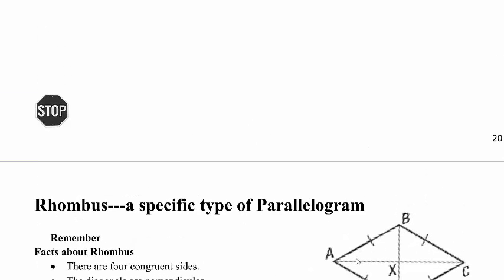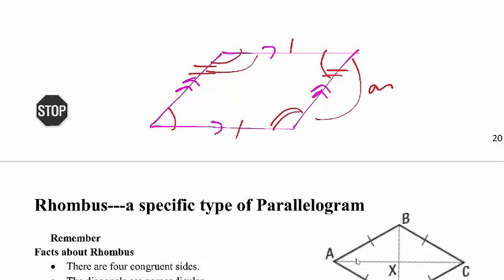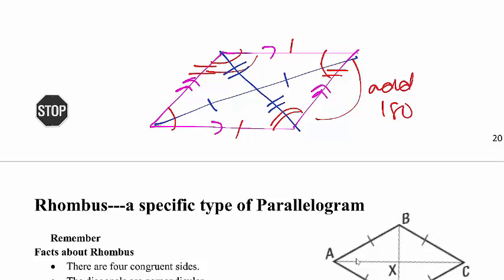All right, so we know with the parallelogram, quick review we just talked about. Opposite sides are parallel. Opposite sides are congruent. Opposite corners are congruent. And consecutive corners add to 180. We also know that the diagonals cut each other in half. Okay, and that this corner is the same as this corner, and this corner is the same as that corner. So that's what we know so far.